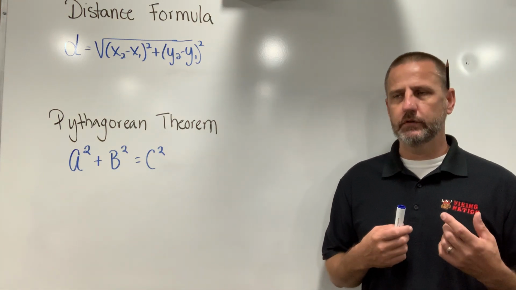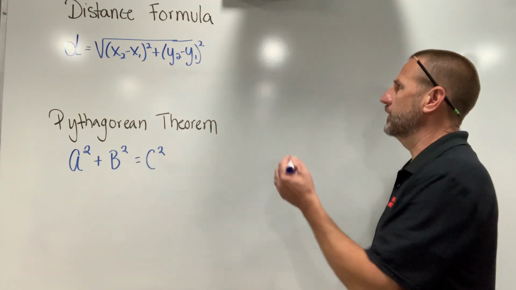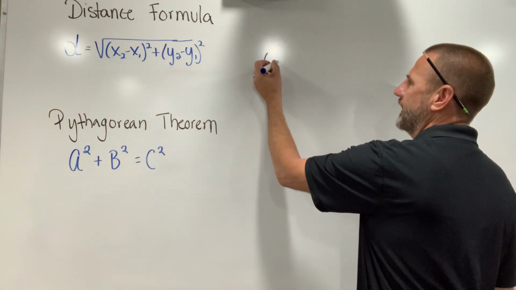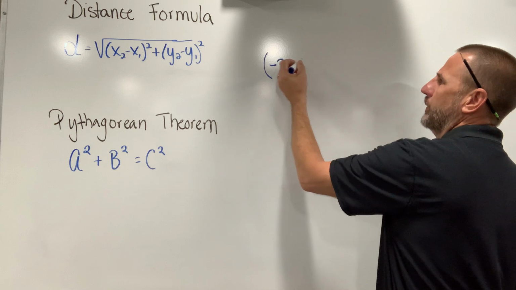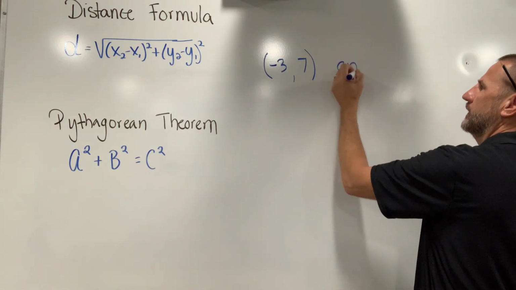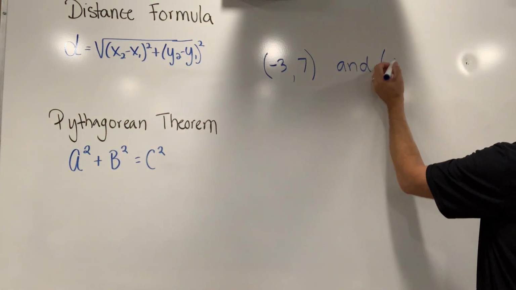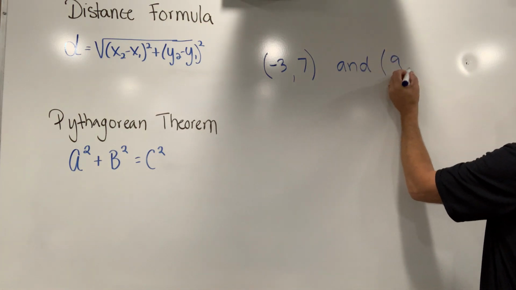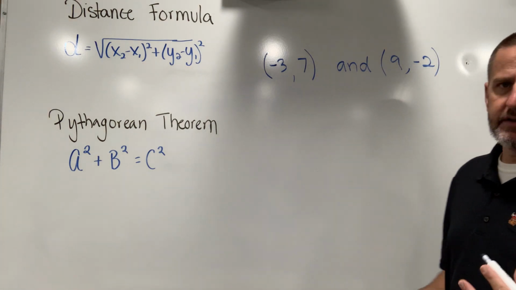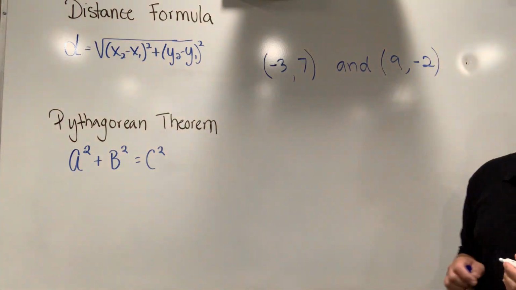So right now I'm going to pick 2 random points, and let's choose a couple negative numbers. How about (-3, 7), and how about, I don't know, (9, -2). All right, now each of these 2 points represents a place on a graph.